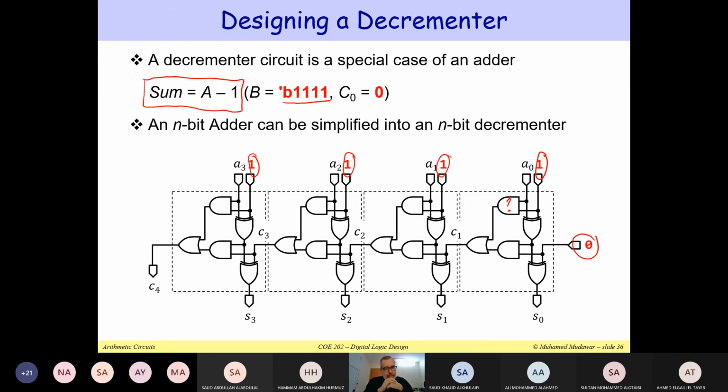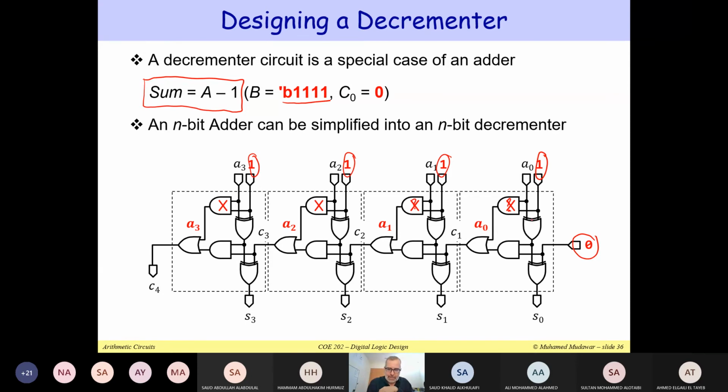Yes or no? No. Why not? Because A0 AND 1 is A0, the output is always A0. So we already know the output of this AND gate. In fact, I don't really need any of these AND gates, so we can get rid of them. Therefore, the outputs will be A0, A1, A2, and A3. So this is my first simplification.